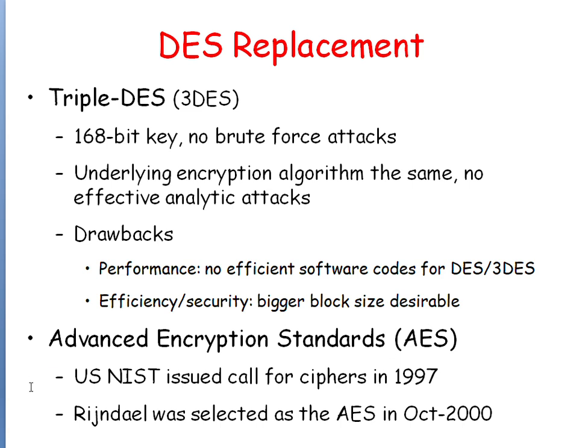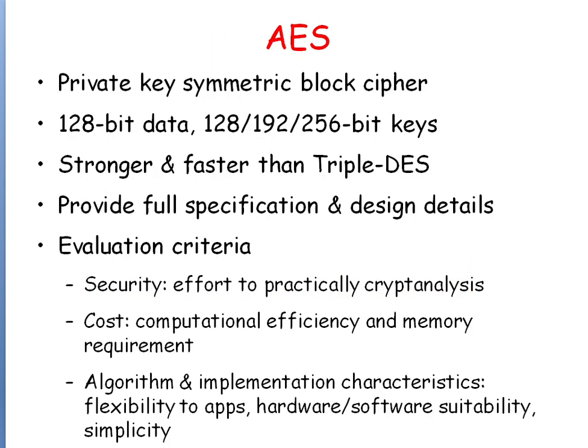The Advanced Encryption Standard is a NIST, US National Institute of Standards and Technology, standard. NIST issued a call for ciphers in 1997, and Rijndael was selected as the AES in October 2000. AES is a private key symmetric block cipher. It uses 128-bit data and 128, 192, or 256-bit keys. It is stronger and faster than triple DES, and provides full specification and design details.